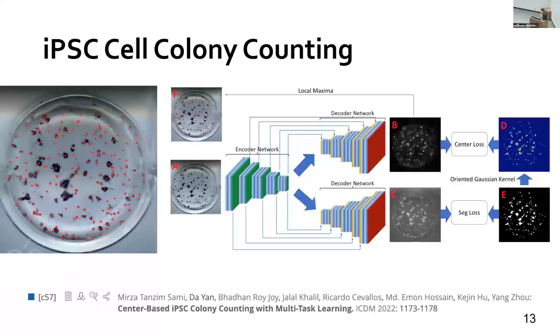And what they are doing is iPSC cell counting, because they want to see if this is a cell that can generate a stem cell, which can then maybe do a lot of things there.